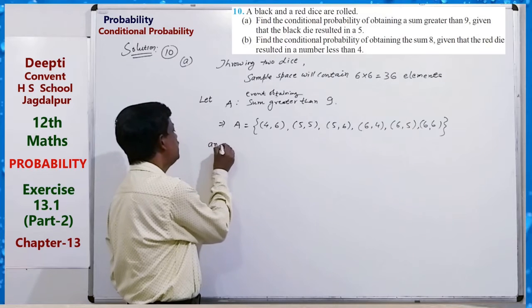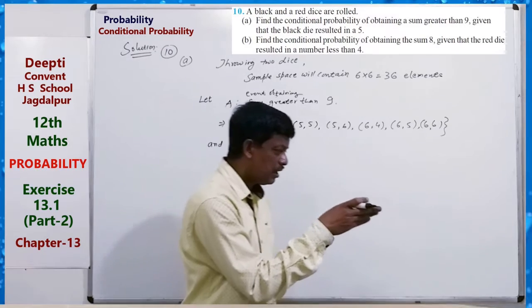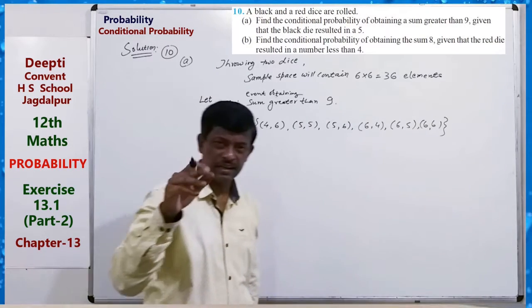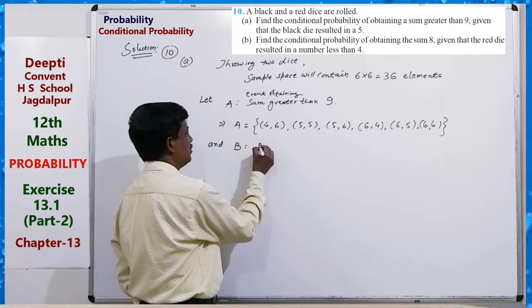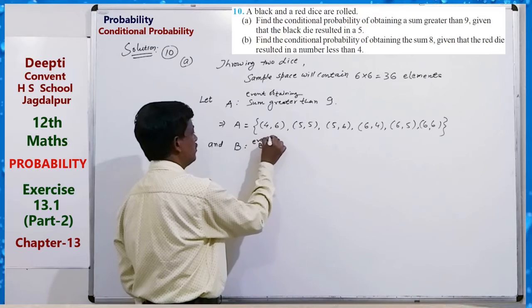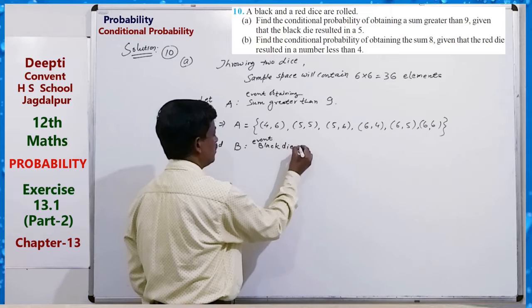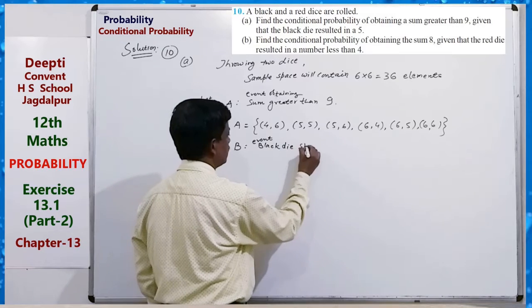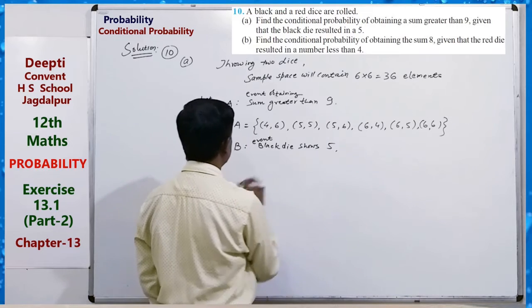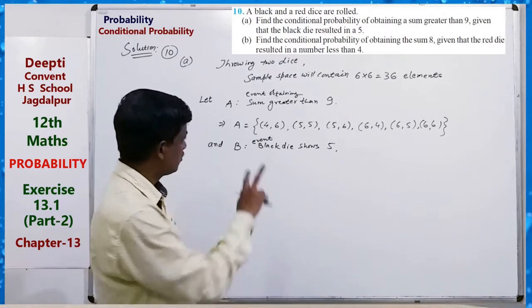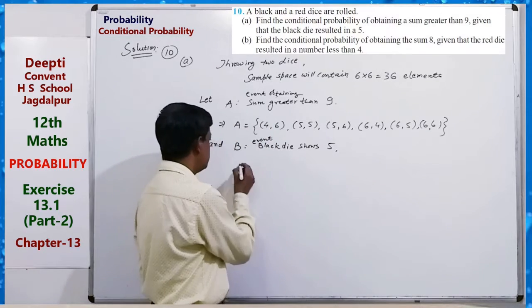And B is the event that the black die shows 5. The black die, the first number, is 5.